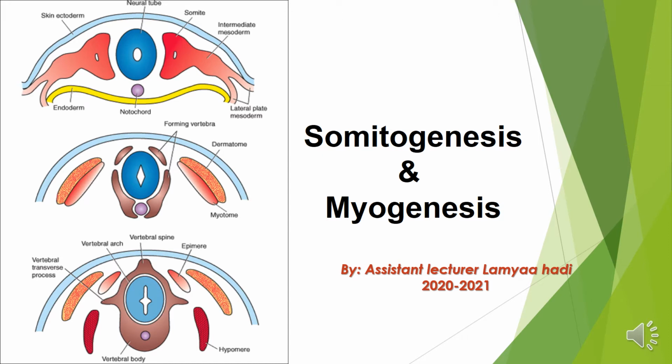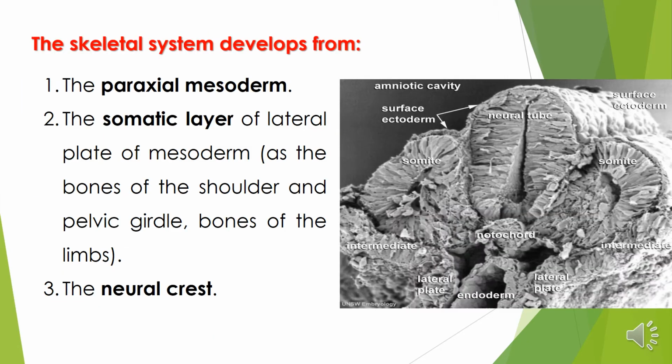I will talk about somitogenesis and myogenesis. Now, the skeletal system develops from the paraxial mesoderm, somatic layers, and neural crest. The somatic layers of the lateral plate of the mesoderm form the bones of the shoulder and pelvic girdle, and the bones of the limbs.